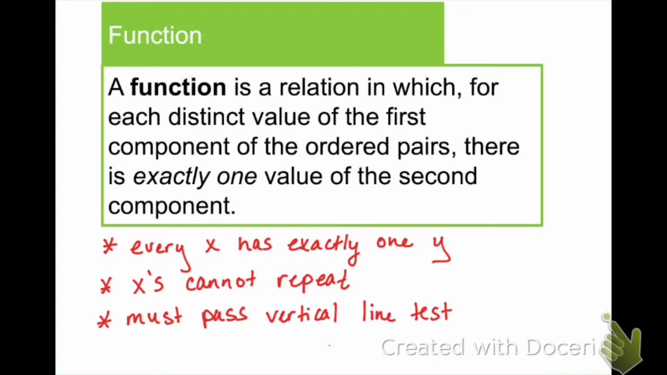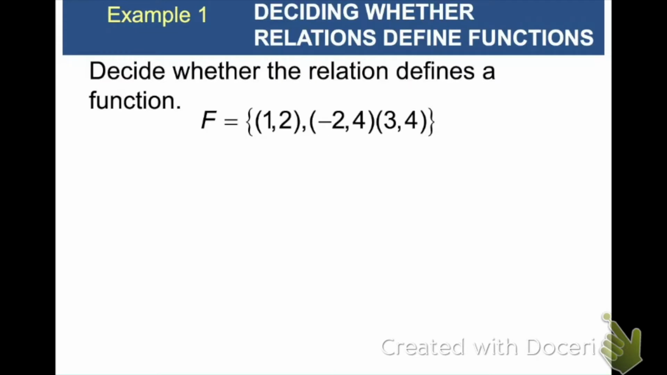So if they give you a table of numbers or if they give you a set, you can look at your x's, and if they do not repeat, then it is a function. And if they give you a graph, you can use the vertical line test, which we'll talk about in a minute. But if you use the vertical line test and it passes, then yes, it's a function. So let's do an example.